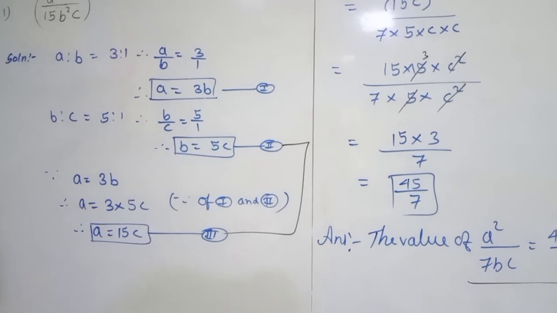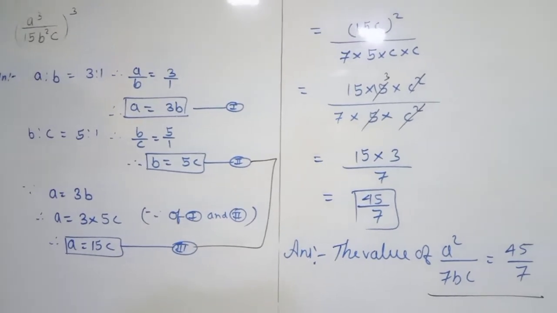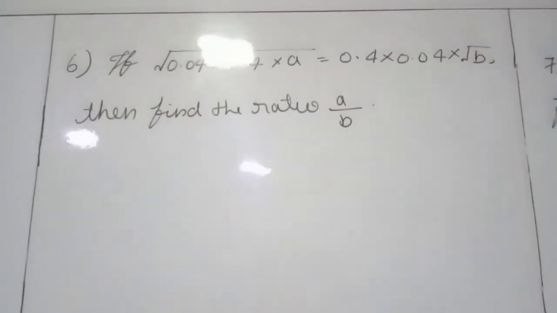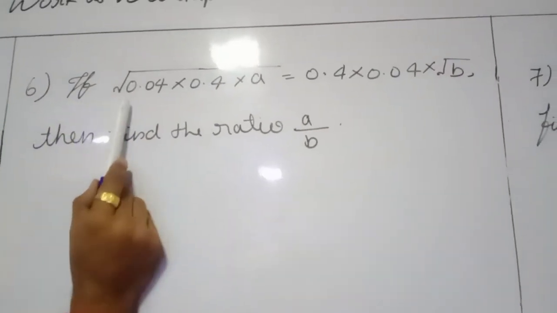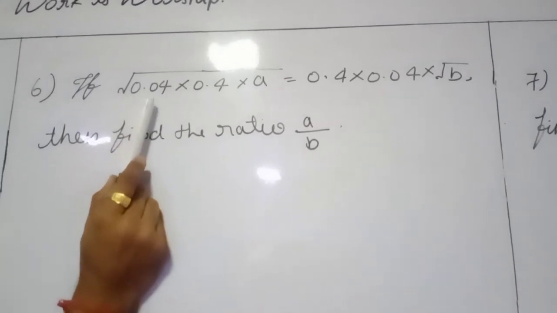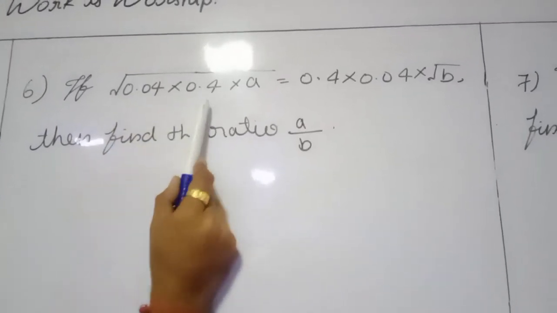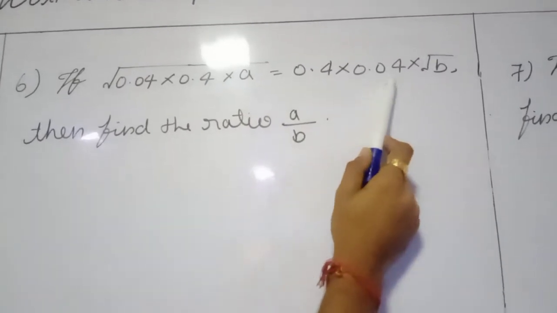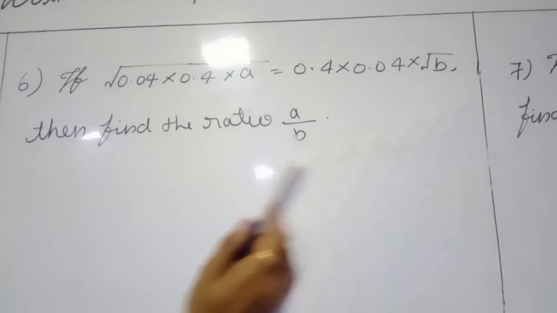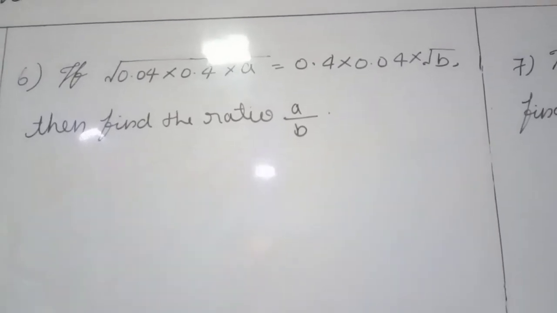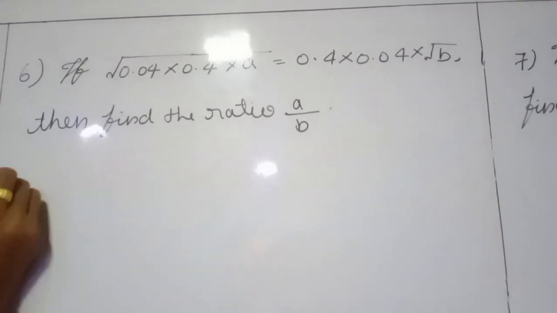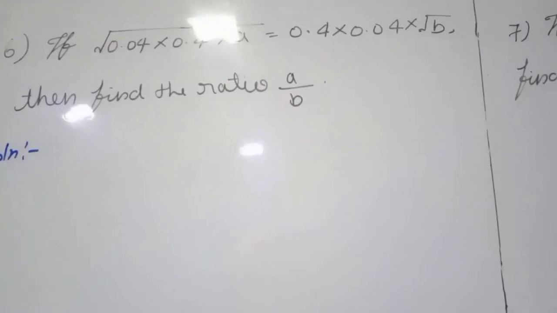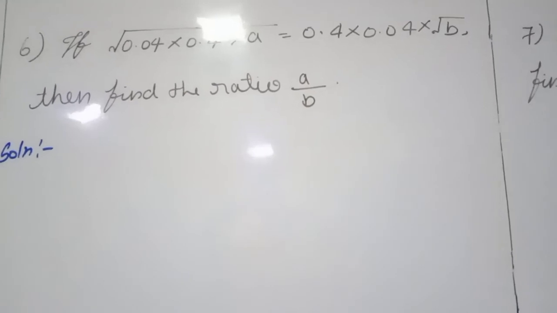Now move to the main question number 6. What is that? Given sums. If root of 0.04 into 0.4 into a is equal to 0.4 into 0.04 into root b, then find the ratio of a upon b. The sum is very easy. Don't go by the description of the sum. That looks difficult, but the sum is very easy.